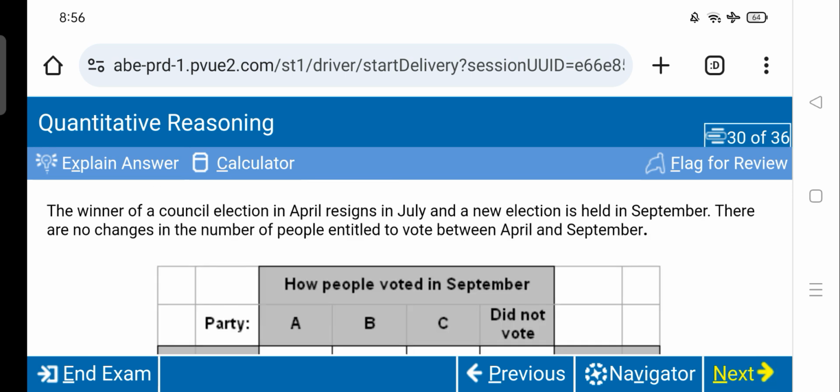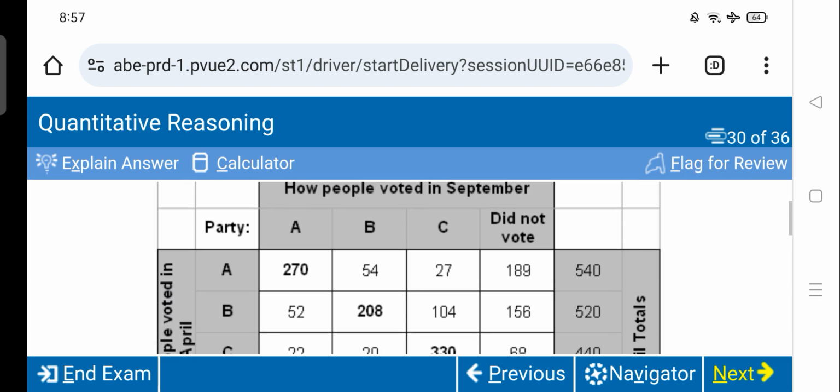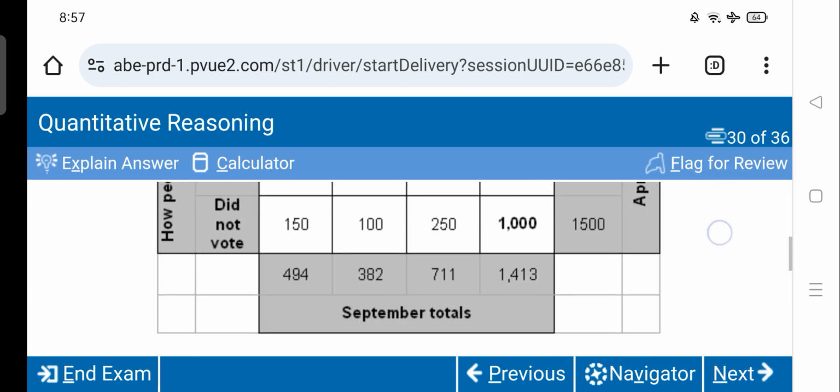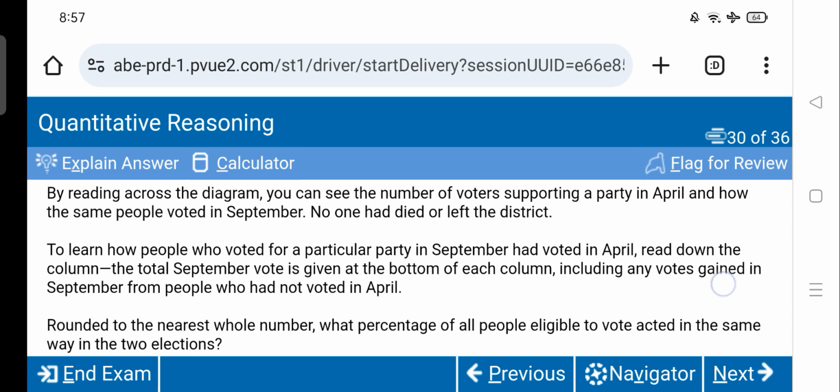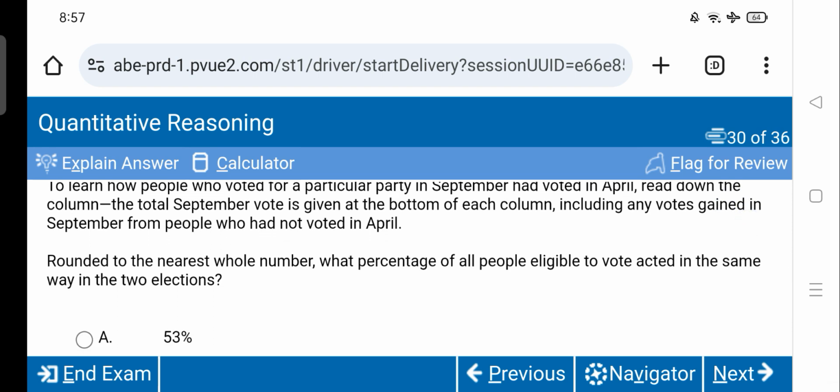Next, again we have the same information, and then this table. The question is, rounded to the nearest whole number, what percentage of all people eligible to vote acted in the same way in two elections?